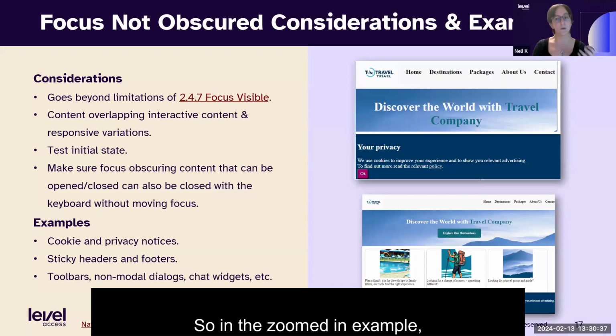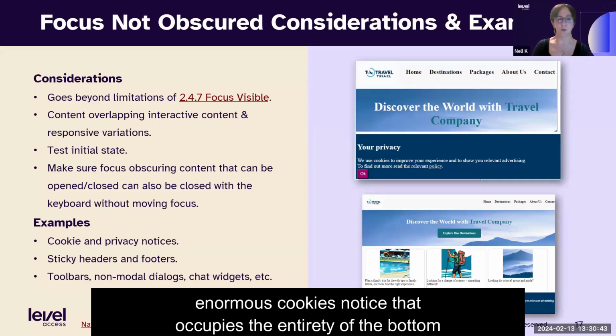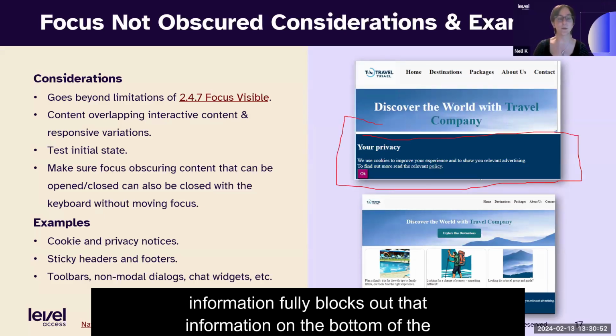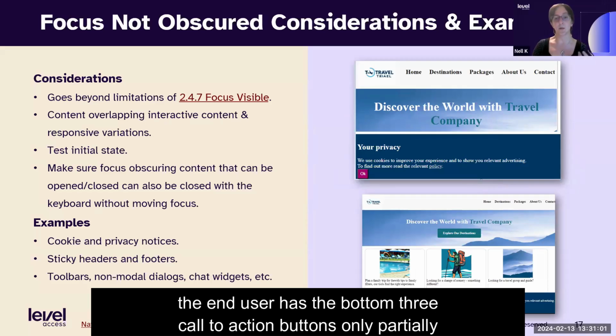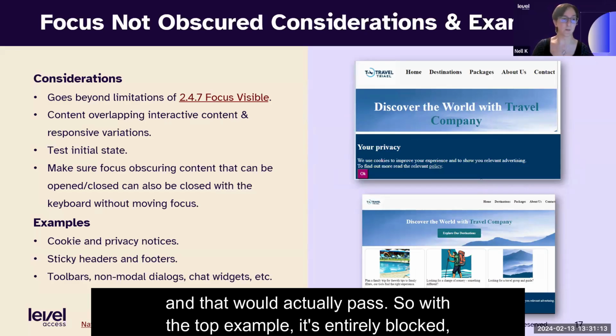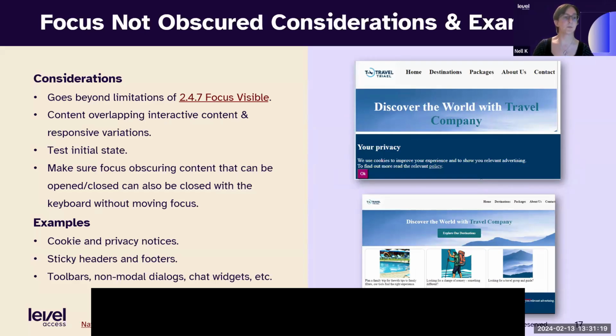In the zoomed in example, we've got the end user that has their focus obscured as a result of that enormous cookies notice that occupies the entirety of the bottom half of the screen. So I'm just going to outline that for a moment: your privacy cookies information fully blocks out that information on the bottom of the screen. Whereas in the standard view example, the end user has the bottom three call to action buttons only partially obscured. So the user should be able to move their focus there, and that would actually pass. With the top example, it's entirely blocked, whereas with this bottom one, those are partially visible.